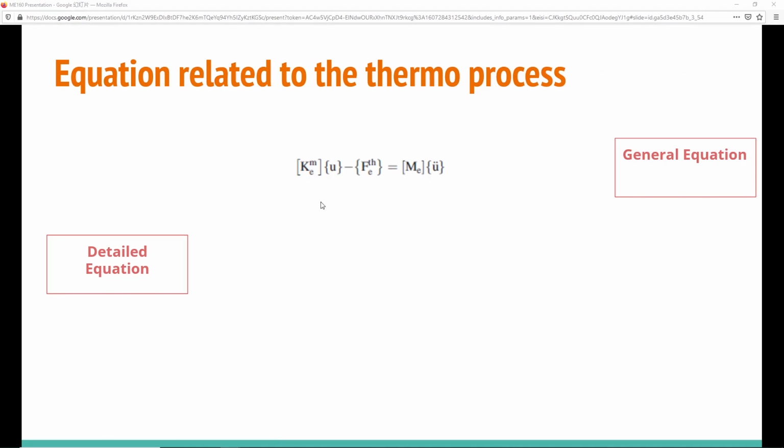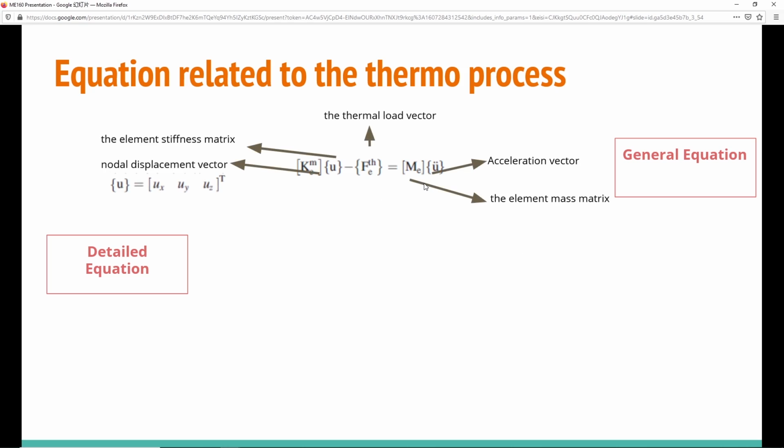It's Ke times U minus FTH equal to Me U double dot. In this equation, the Ke is the element stiffness matrix, and the U is the nodal displacement vector. It's expressed like this. The FTH is the thermal load vector. And the Me is the element mass matrix, as well as the U double dot, which is the acceleration vector.